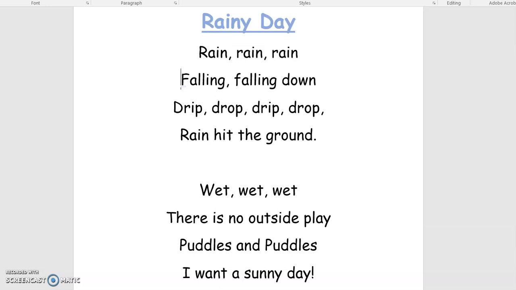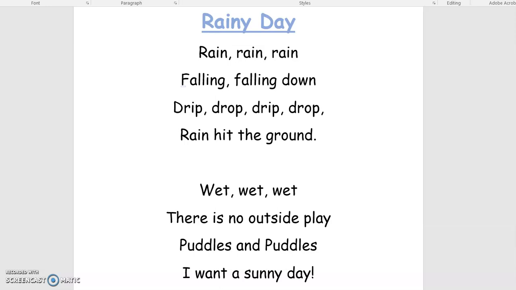Rain, rain, falling down, drip, drop, rain hit the ground. Wet, wet, wet, there is no outside play, puddles and puddles, I want a sunny day.